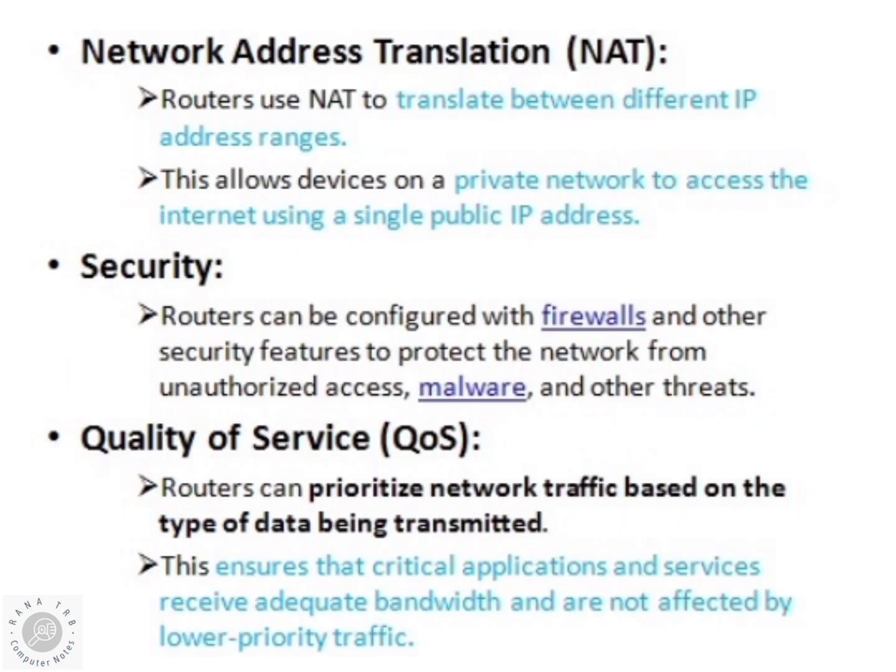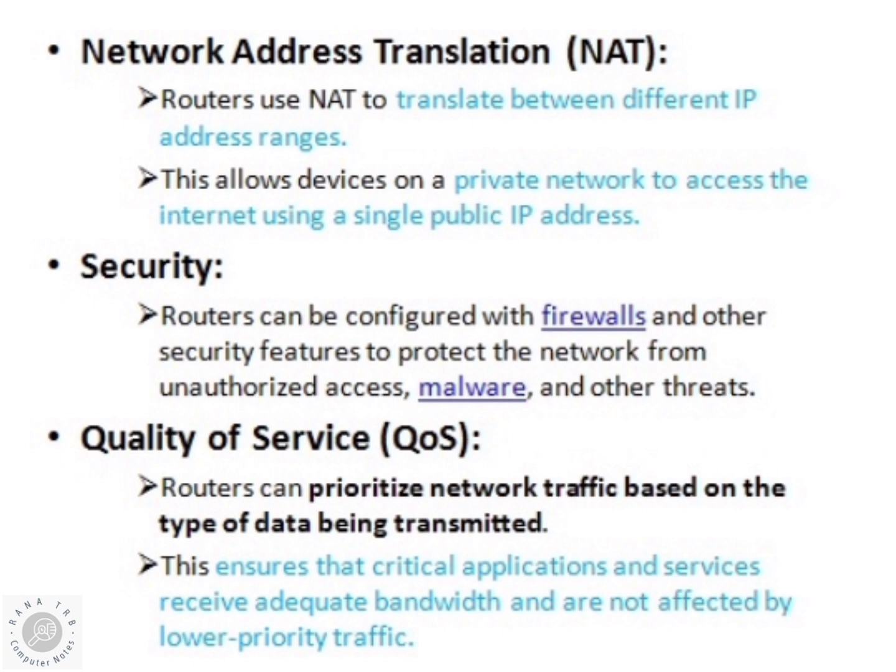NAT, Network Address Translation. This allows devices on the private network to access the internet using a single public IP address. Here it is used to translate between different IP address ranges. Next one is security. Here the router is configured with a firewall and other security features to protect the network from unauthorized access, malware or other threats.